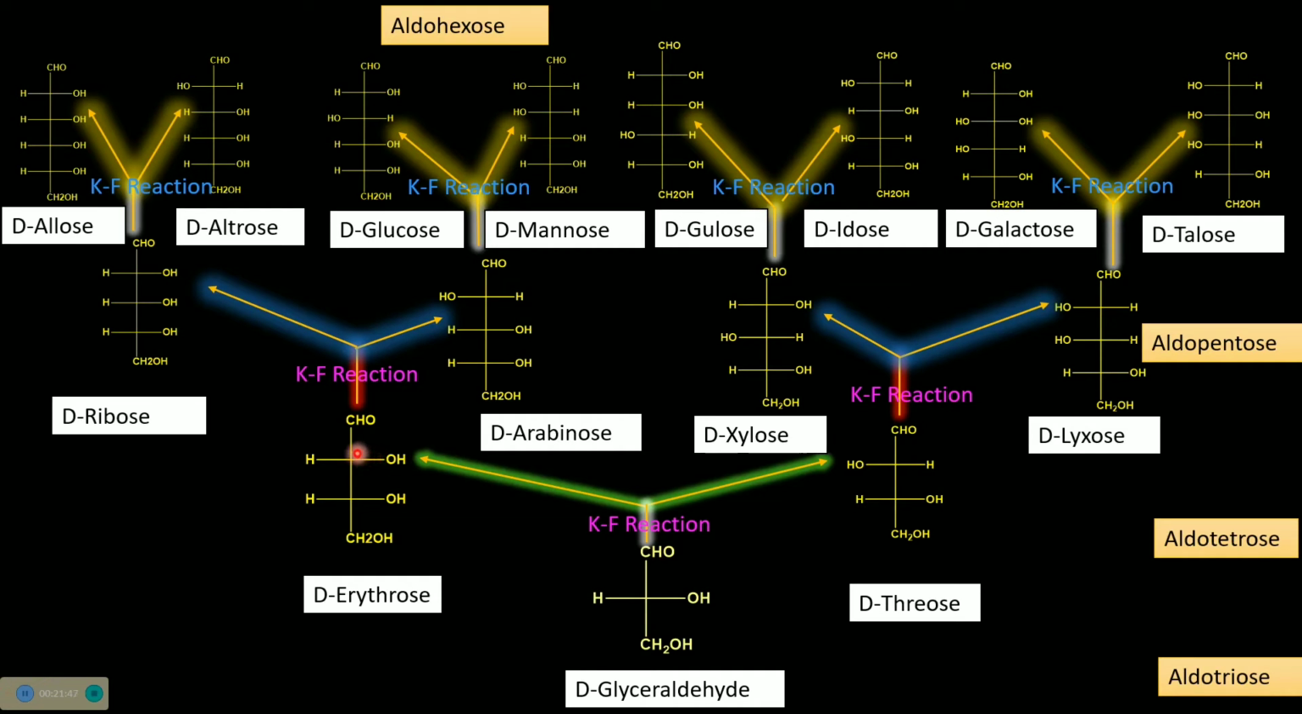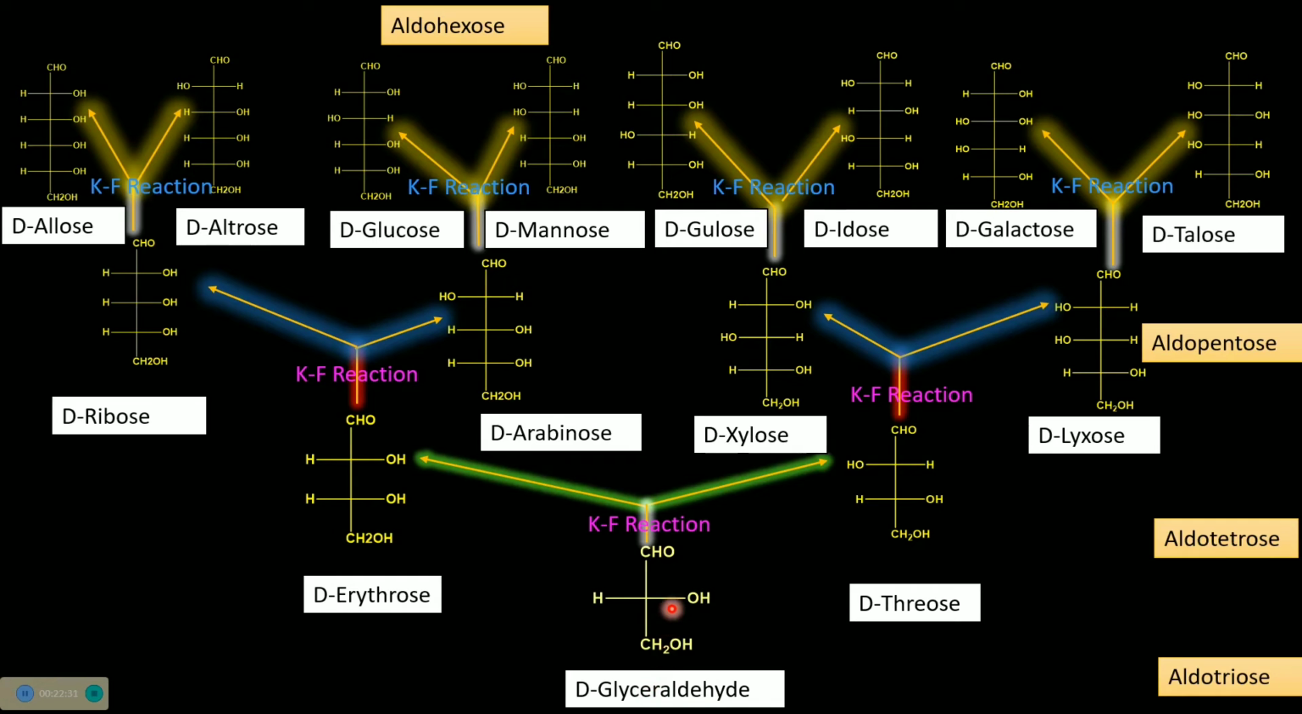Means for that one chiral center, if one molecule is D or R or S, then the other molecule should have a different configuration. So I think somewhat you understood what I am trying to say.